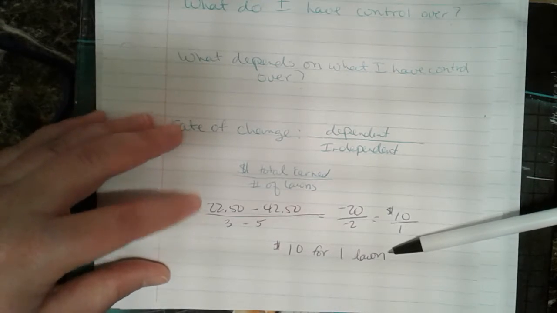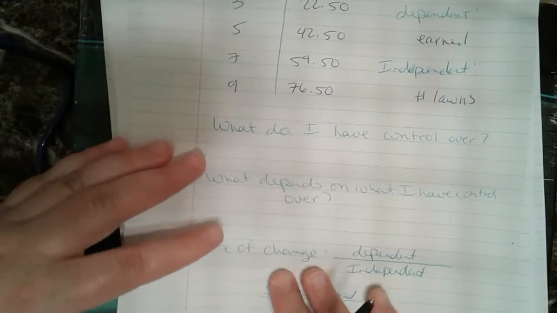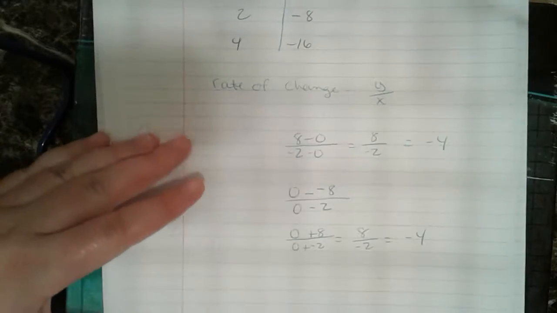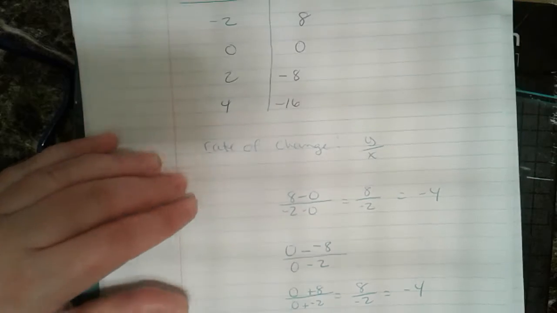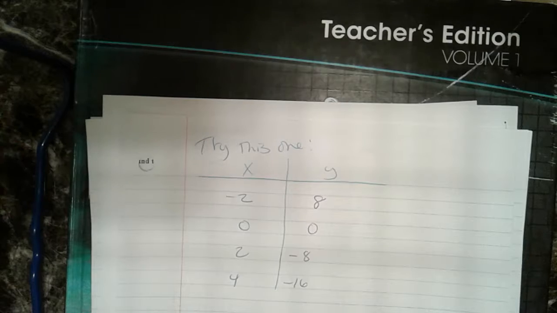If you did not come up with $10 for one lawn, then I would like you to come see me and we can discuss that, or go back to your notes and look at that one as well. Okay, so again, I want you to look at this one. Look at this case. There is no independent and dependent variable. They literally give you x and y. So go ahead and pause this one and try working this one out.